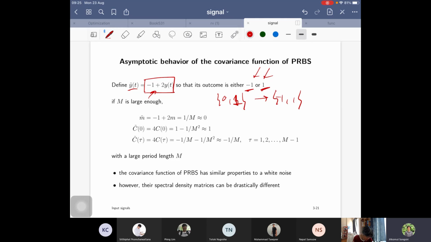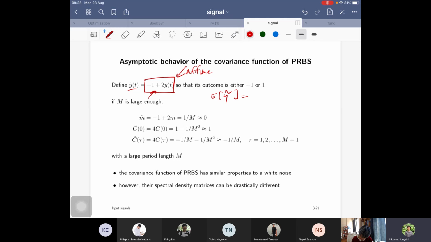Now let me ask you another review question. If you make a transformation like this, which is called an affine transformation, what would be the mean of y tilde? How is it related to the mean of y?